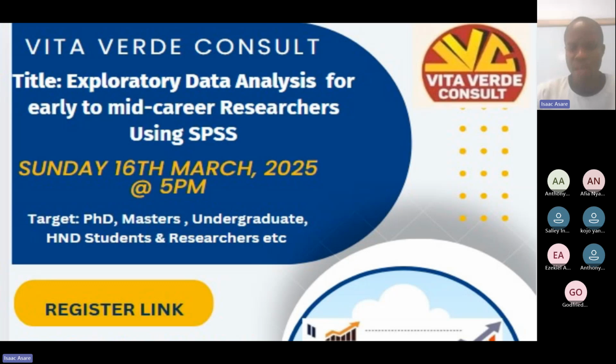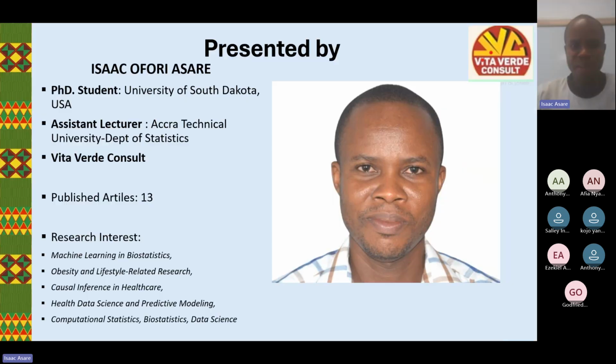Okay, so my name is Isaac Oforia Sari. I'm currently in the US for a terminal degree, and I also serve as a lecturer at Accra Technical University. And these are my research interests, as you can see on the screen: machine learning in biostats, obesity and lifestyle-related research, causal inference, and so on, plus other things that I am doing, using statistics and data to make decisions.